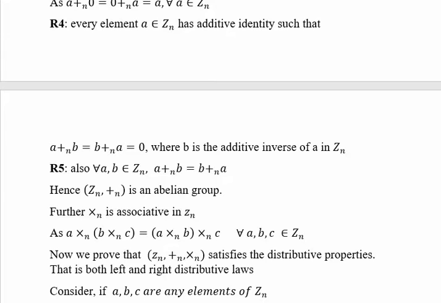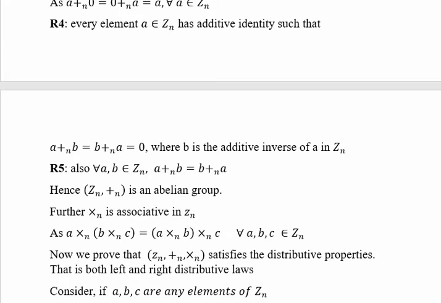Next, to prove that Zn, +n, ×n is a ring, we should prove that Zn satisfies the associative property under multiplication modulo n, which is taken as (A ×n B) ×n C should be equal to A ×n (B ×n C) for any three elements A, B, C belonging to Zn. And we know that this is true in the set Zn for any three elements. So it proves that the associative property under multiplication modulo n is always true in Zn.